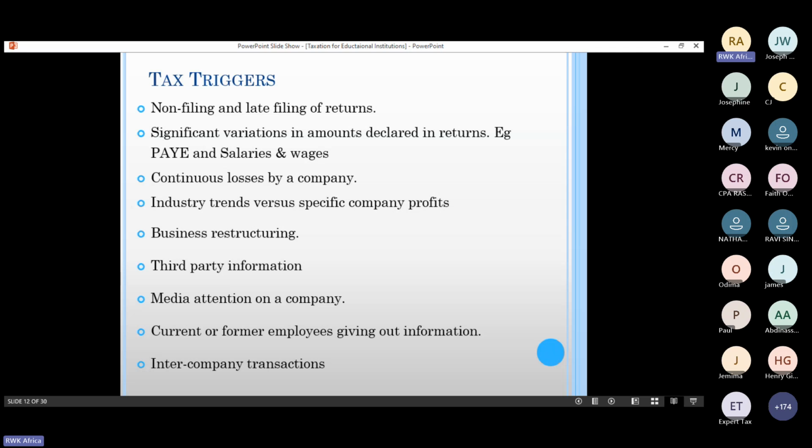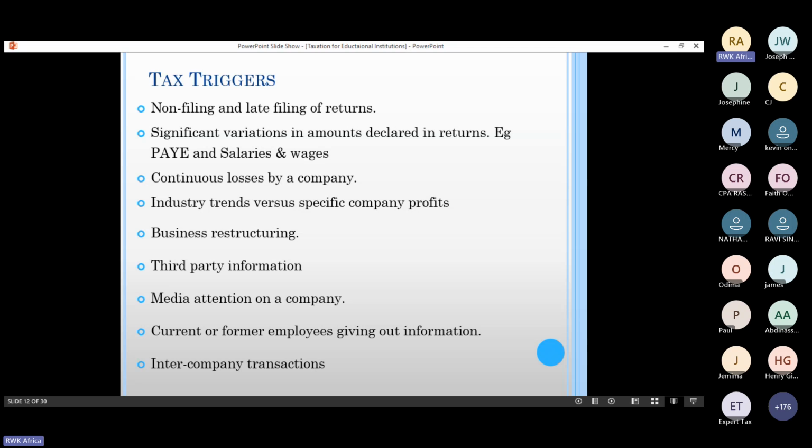So what triggers these KRA audits, or rather the tax triggers? Number one is non-filing and the late filing of returns. So we have talked of the different taxes that we have: the income tax, the pay-as-you-earn, the withholding taxes, and each tax we have talked of, they have different timelines. So failure to file the tax on time, or even failure to file completely, that one is a trigger, because the KRA has access to every taxpayer's account. There is an officer assigned to your account. So every time they see that you have not filed your return for the last 3 years, that is a trigger.